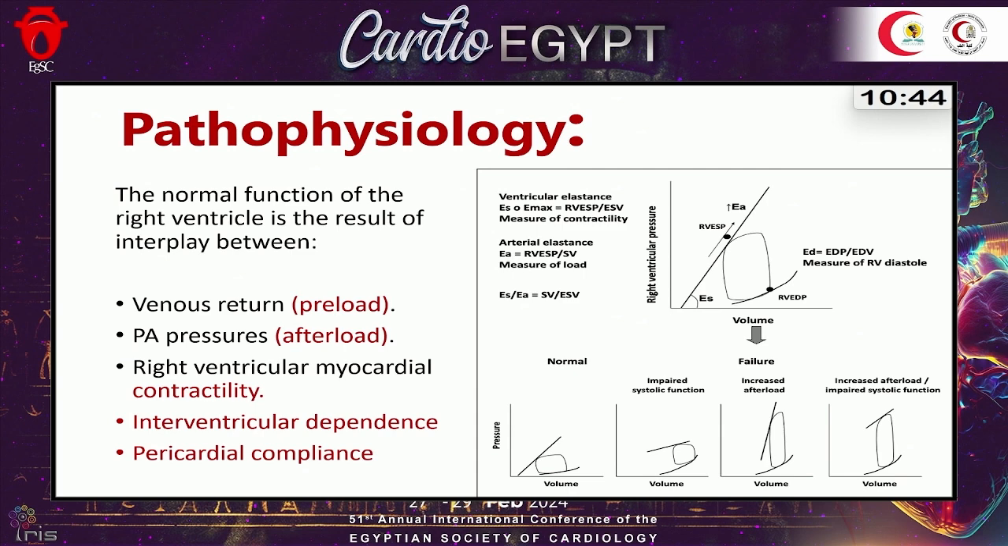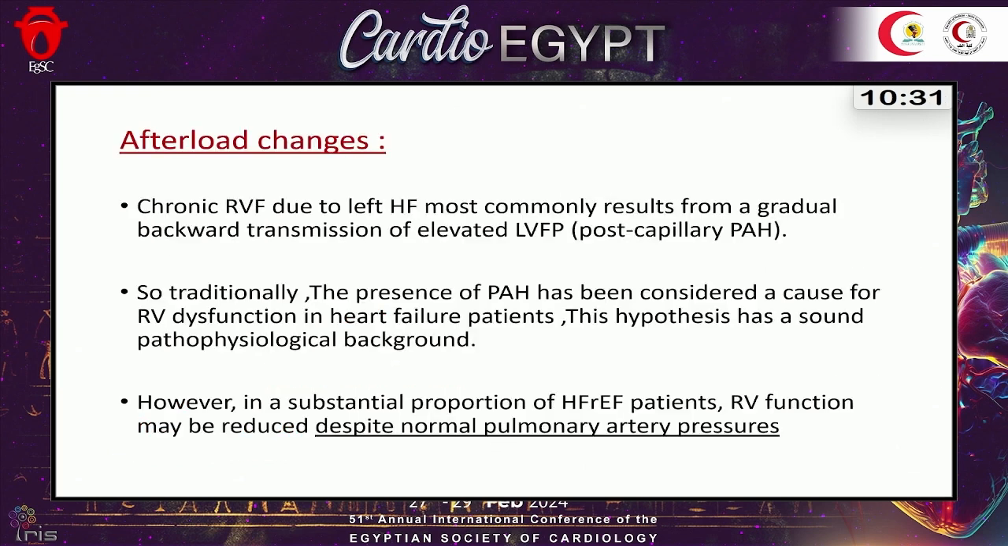As we can appreciate, the pressure loop curve changes if the RV has impaired function only, or differently when there is an increase in afterload, and more different if there is increased afterload together with impaired systolic function. The afterload change theory relies on the pulmonary artery pressure.